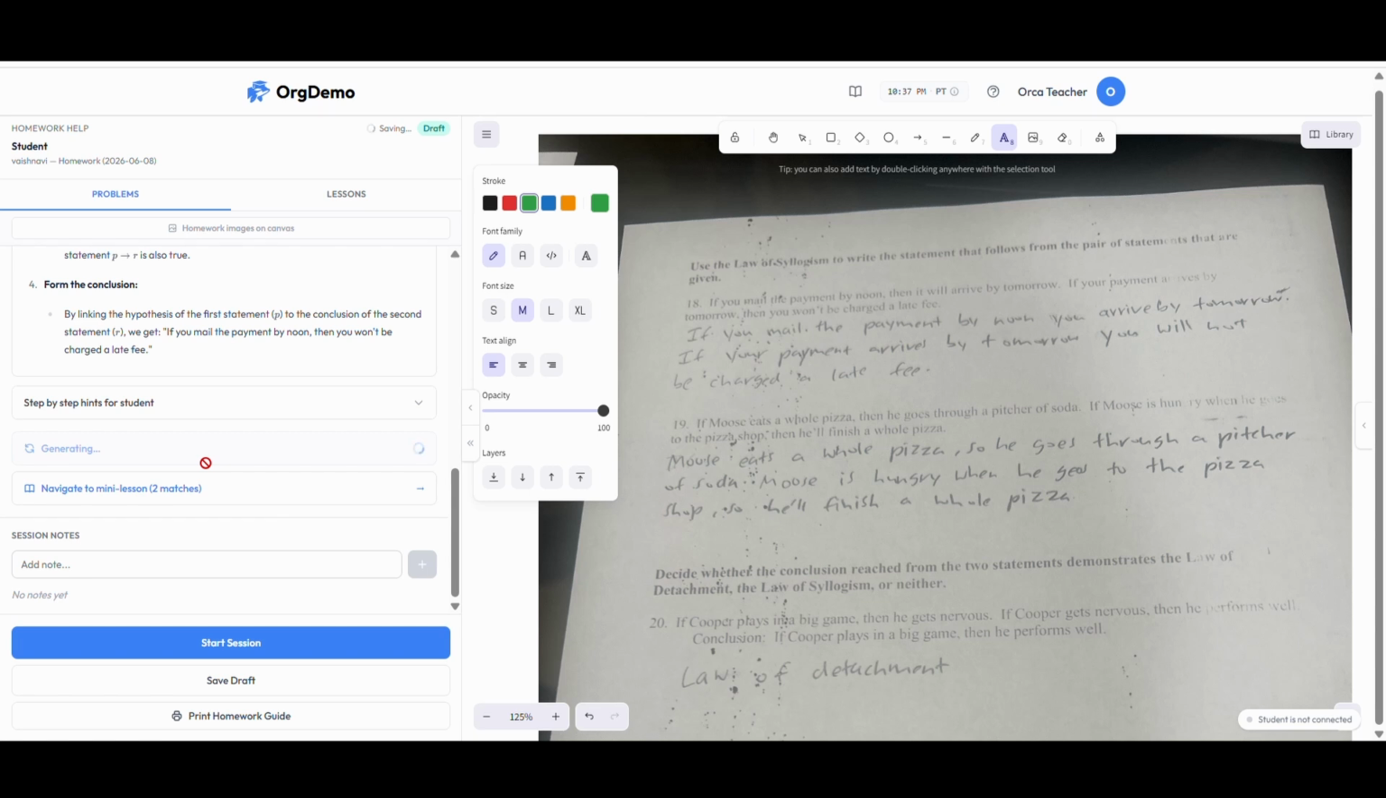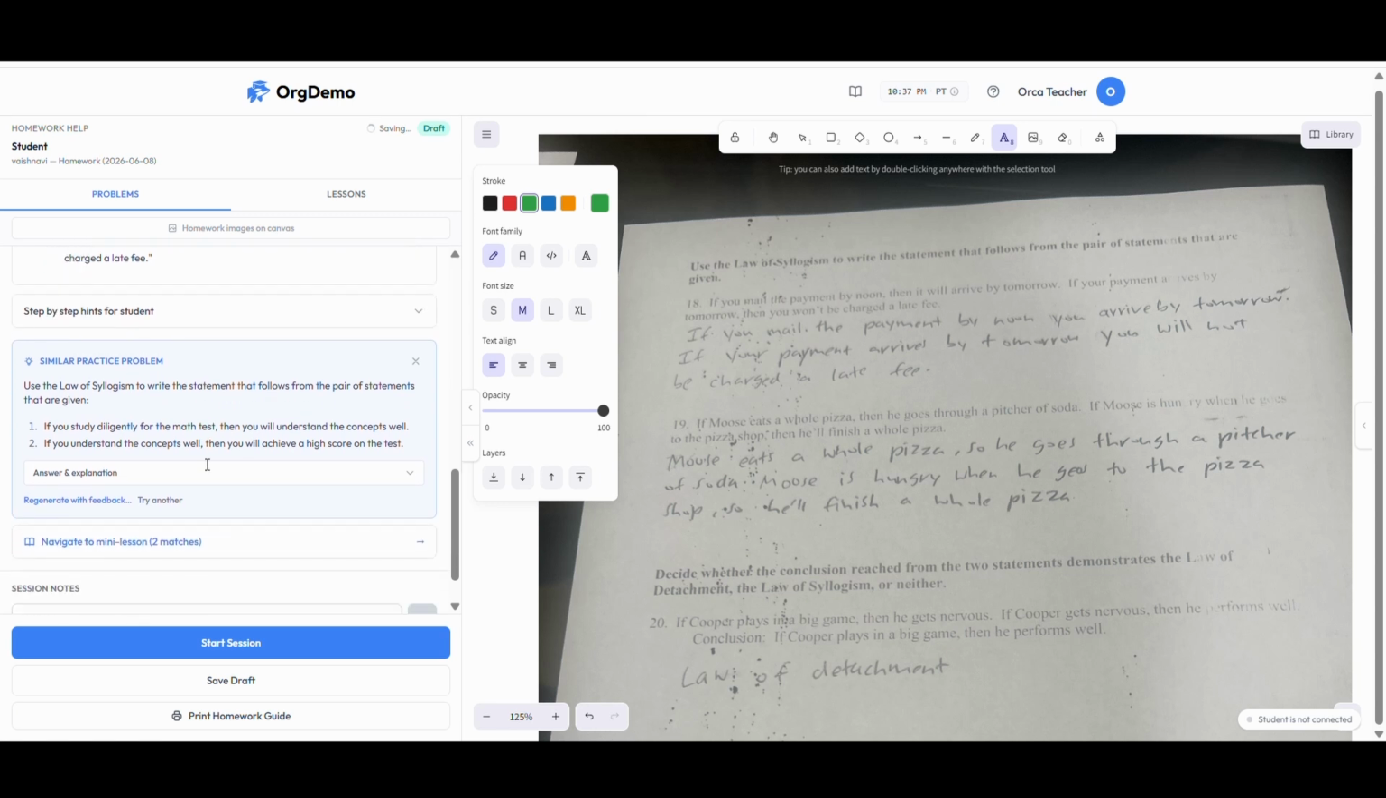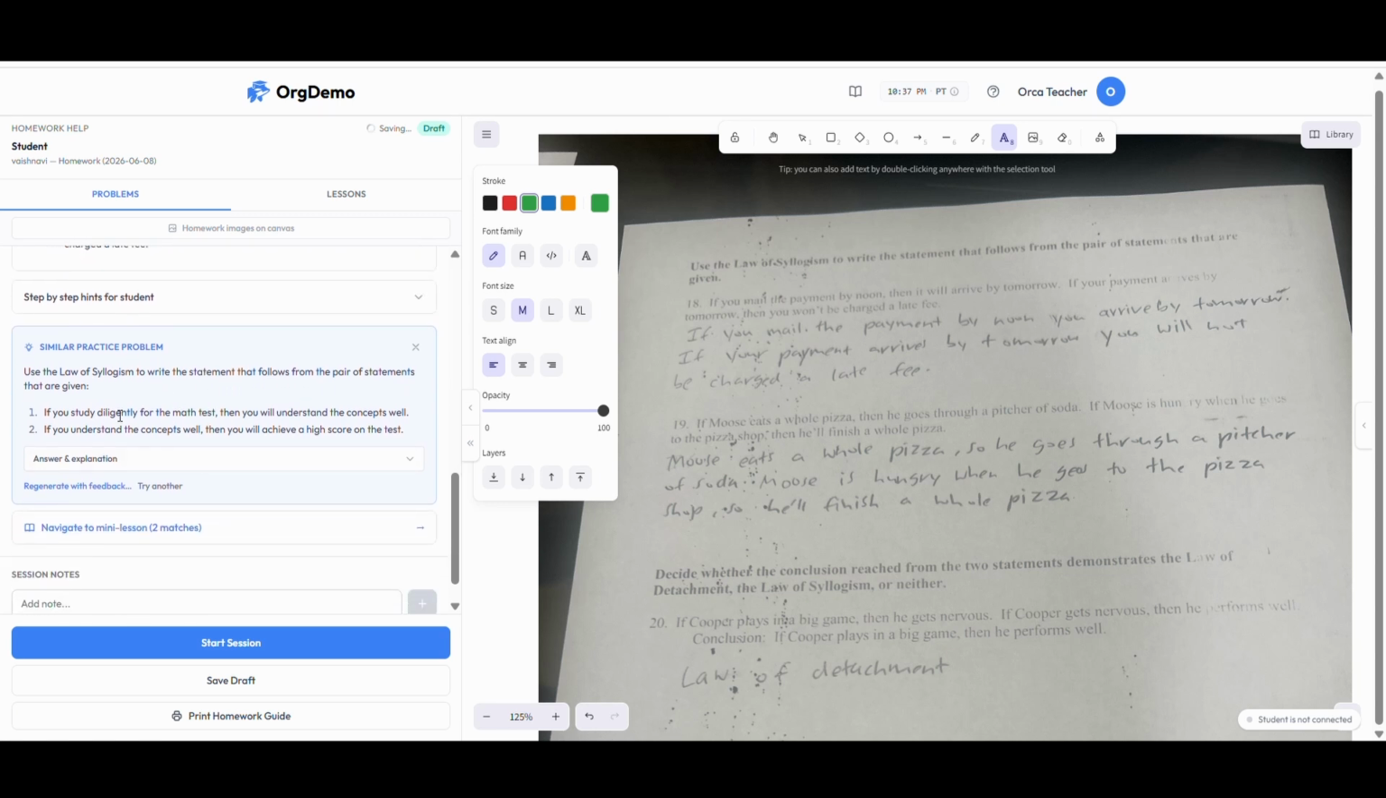So let's just wait for it to generate a little bit. There you go. That was easy. And so now they provided an example. Okay, if you study diligently for the math test, you'll understand the concepts well. If you understand the concepts well, then you'll achieve a high score on the test.